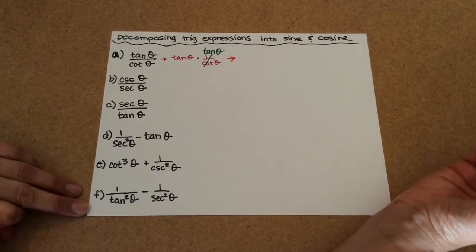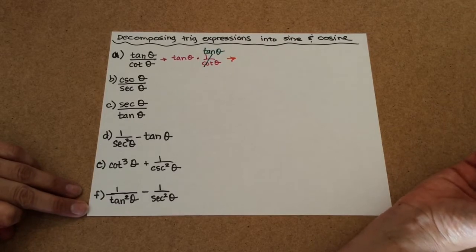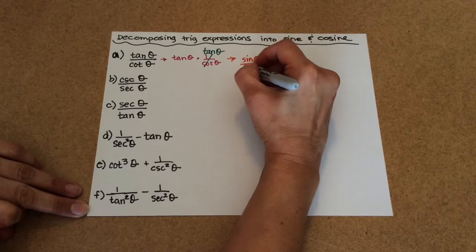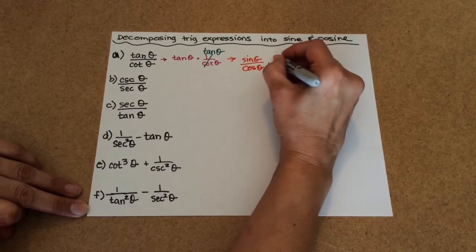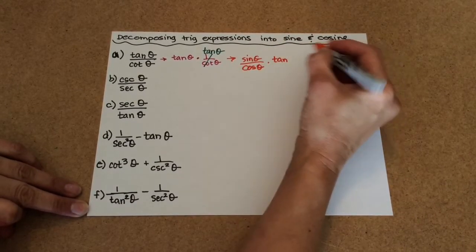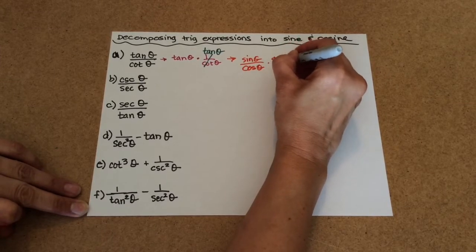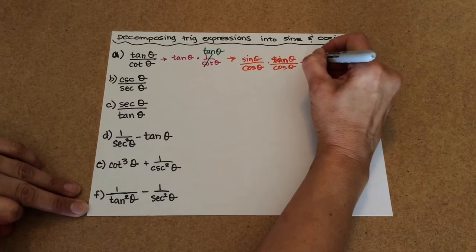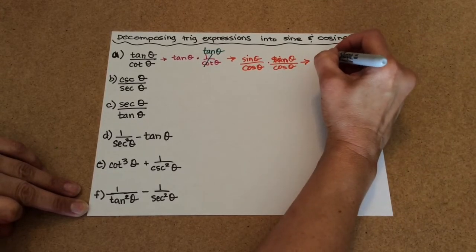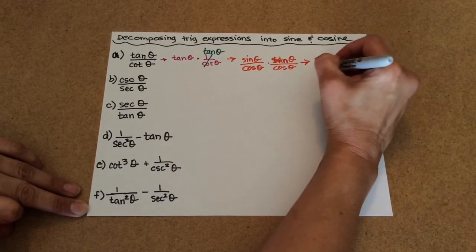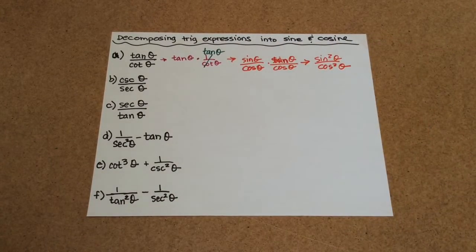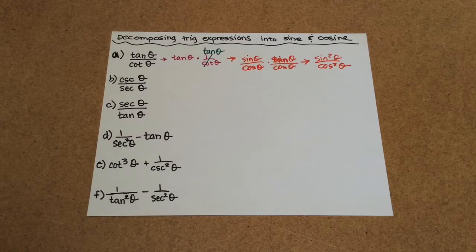And then in the next step, I can decompose both of them into sine and cosine. So tangent of theta is sine over cosine. And another tangent of theta, that should say sine of theta over cosine of theta. And then of course I could quickly just simplify that into sine squared theta over cosine squared theta. And there you have it from beginning to end. Let's try another one. So again, the same process.